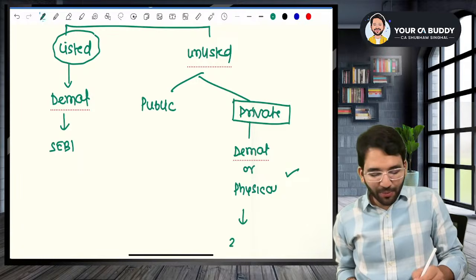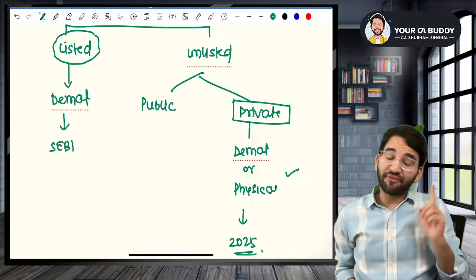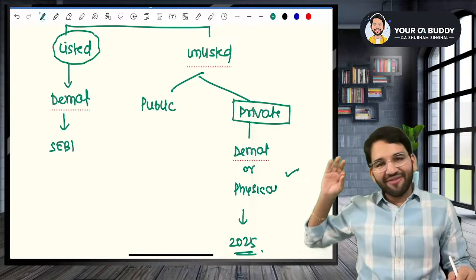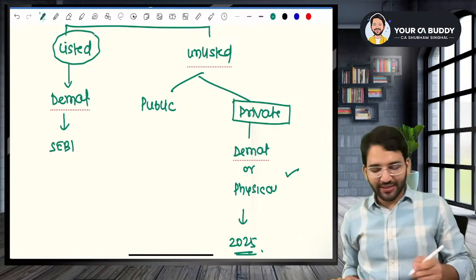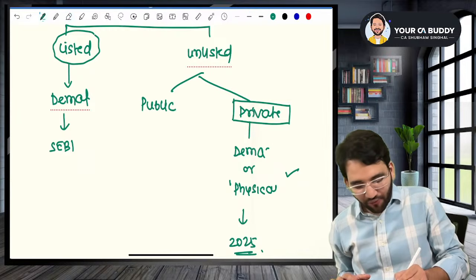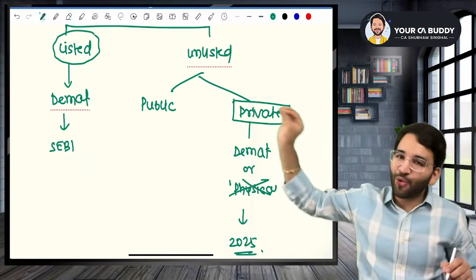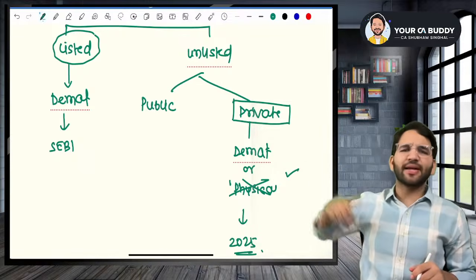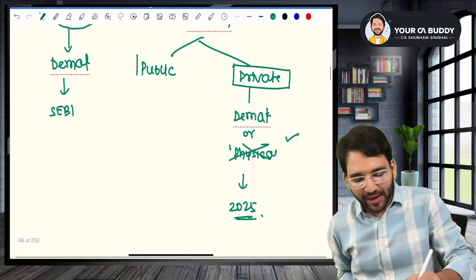But sir, with effect from 2025, for private company also, we have given a deadline and we are saying that no, boss, you cannot issue it in a physical form. The shares have to be in demat only. But for private company, it is yet to become applicable. So let's talk about public company.